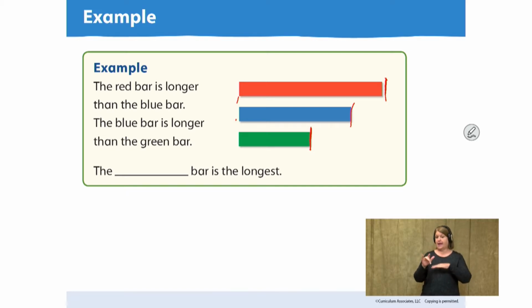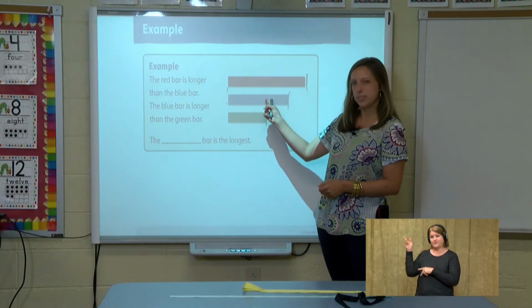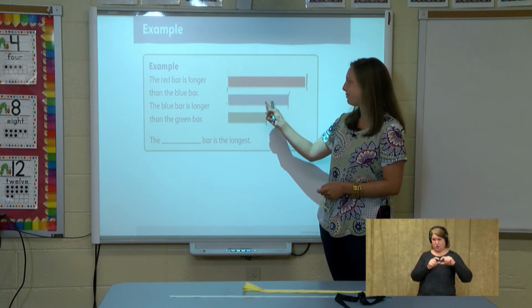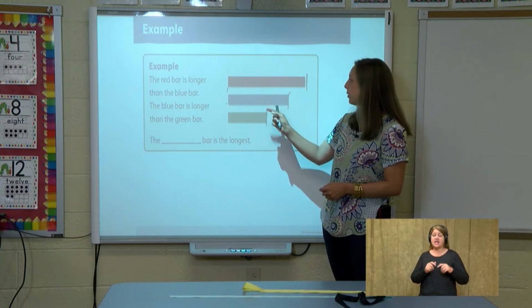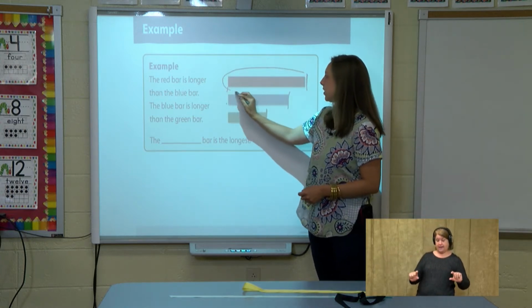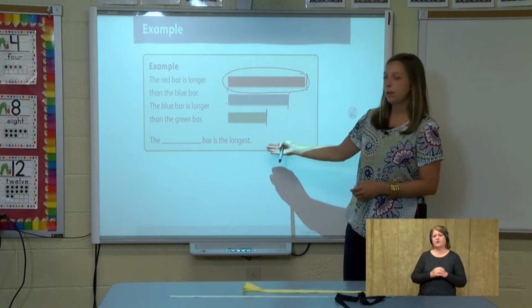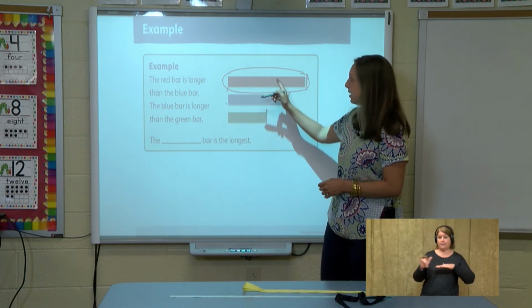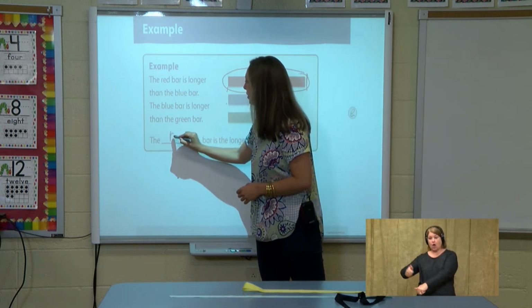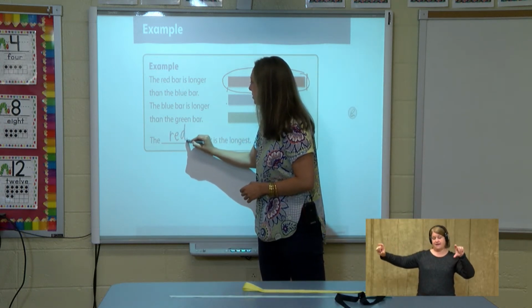Now looking at all 3 bars, which one is the longest? Go ahead and point to the longest. Is this one the longest? No, it is longer than the green, but it's not the longest in the group. This one is the longest. So filling it back into our question, the blank bar is the longest, the red bar is the longest.